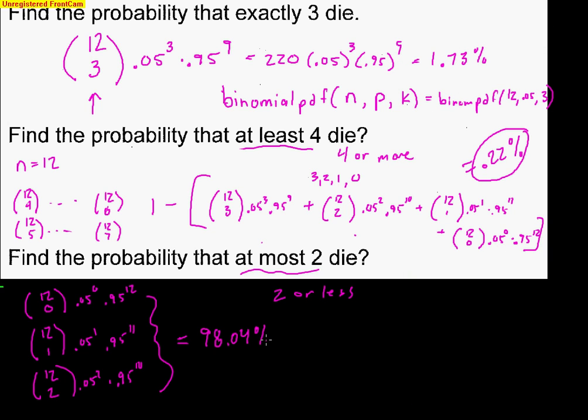So my answer is 98.04%. And somebody might question, why is that so high? Once again, they're not supposed to die. It's very rare for one to die in the first place. So I should have 2 or less die. In fact, what's probably most common is none of them die. That's what should happen. None of them should die, but 1 may die or 2 may die. Okay, but it should be very unlikely for 4 or more to die.